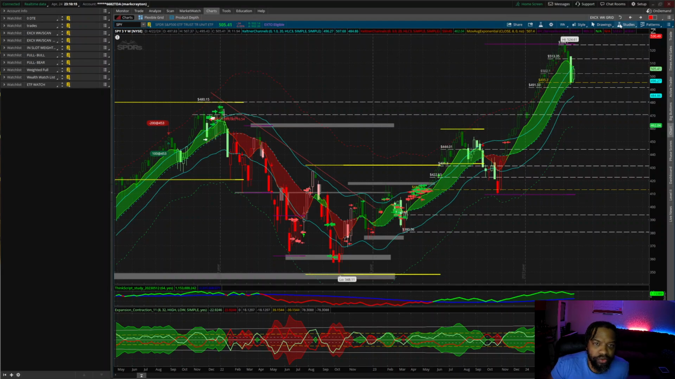What I like to do is, let's say we are on a weekly chart. You work from left to right, higher time frame to lower time frame. I'll say it again: left on the chart to right on the chart, higher time frame to lower time frame. So weekly all the way down to 2 minute if you wanted to. Don't want to clutter it up too much.